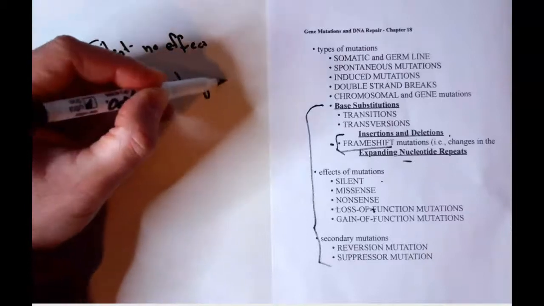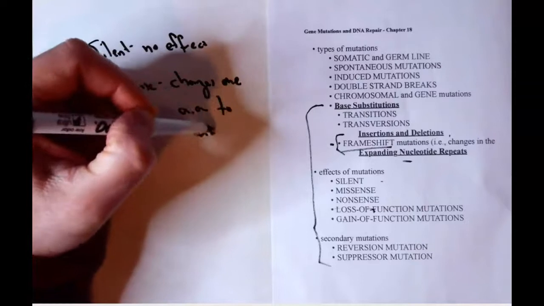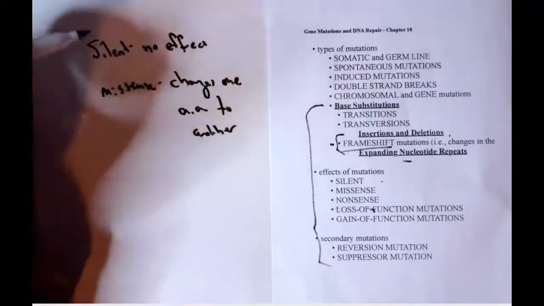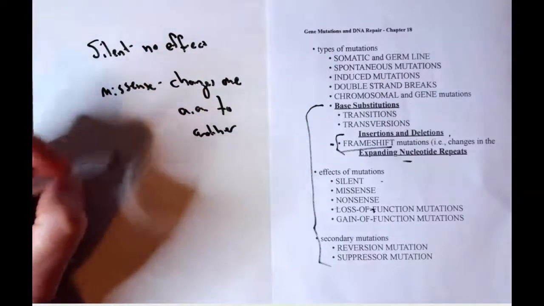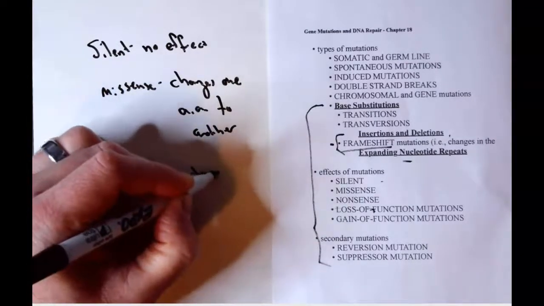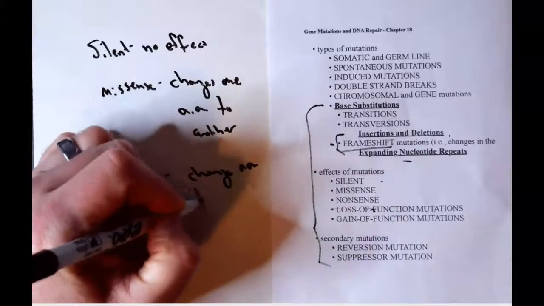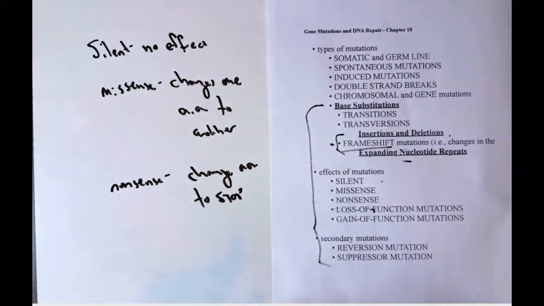A missense mutation changes one amino acid to another. So that is an effect. Different amino acids have different functions in a protein. If we change one amino acid and substitute it with another, the protein will likely have an altered function. Nonsense mutations is when we change the amino acid to a stop codon. That's the end result of the mutation.